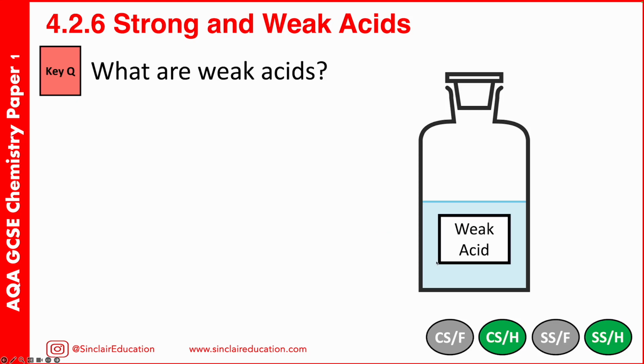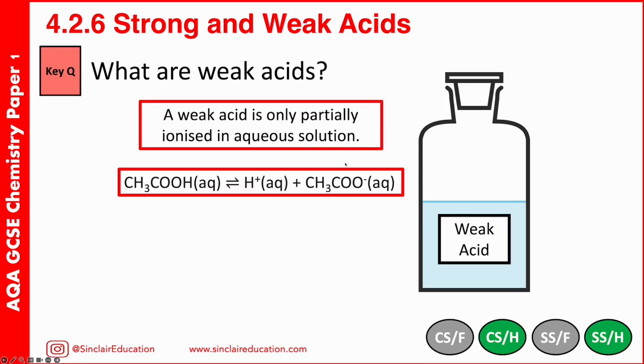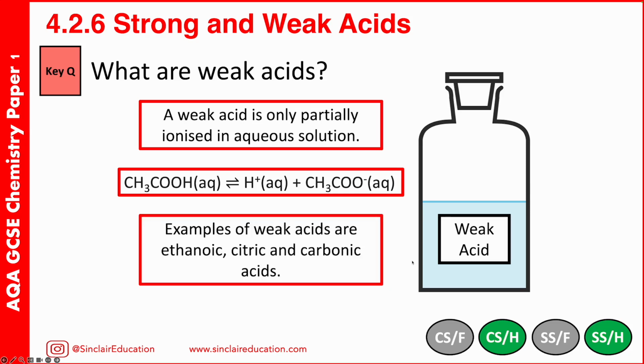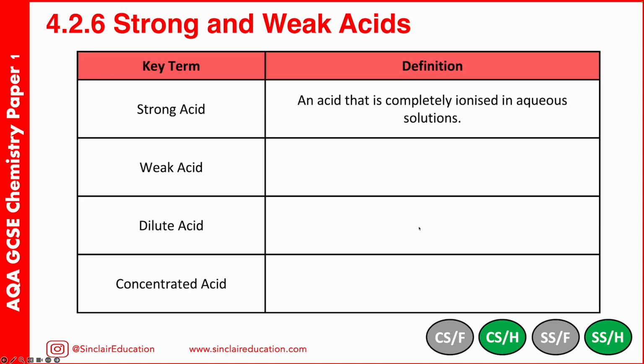Weak acids, however, are only partially ionized in solution. So what this means is that sometimes the hydrogen ions are dissociated from the rest of the substance, but sometimes they're not and they're attached. What this means is that weak acids have far fewer hydrogen ions in solution and therefore are not as acidic. So weak acids will tend to have pHs that are higher, from pH 4 up to pH 6, for example. Ethanoic, citric, carbonic acids are all examples of these. So strong acids completely ionize in aqueous solutions, while weak acids only partially ionize.